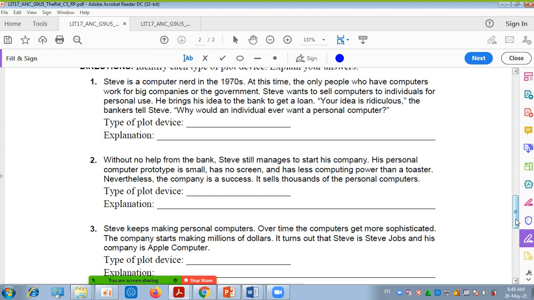Steve is a computer nerd in the 1970s. At this time, the only people who have computers work for big companies or the government. Steve wants to sell computers to individuals for personal use. He brings his idea to the bank to get a loan. Your idea is ridiculous, the bankers tell Steve. Why would an individual ever want a personal computer?